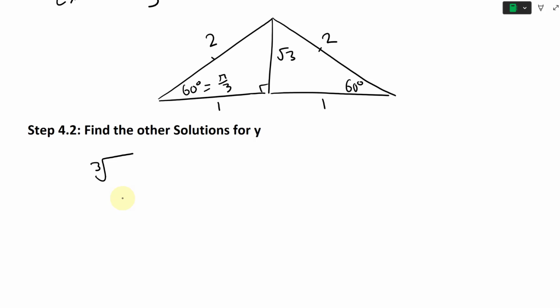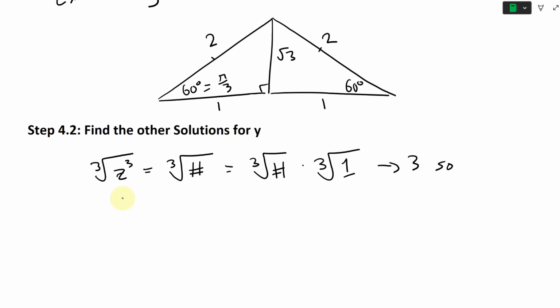So we had the cube root of z cubed, and this was the cube root of a big number. This is the same thing as writing the cube root of the big number, and then times it by the cube root of unity, the cube root of 1 there. And in other words, this gives you the 3 solutions. So again, this is 3 solutions.